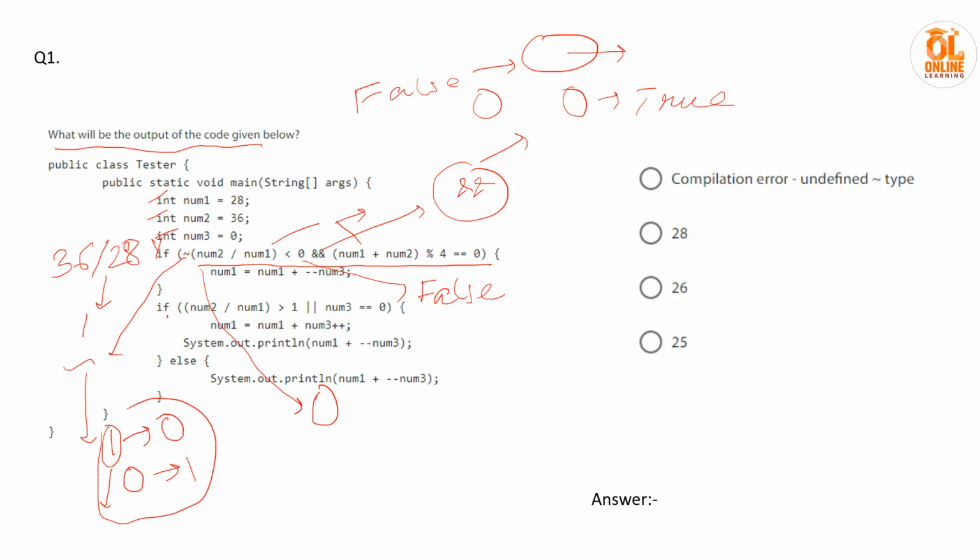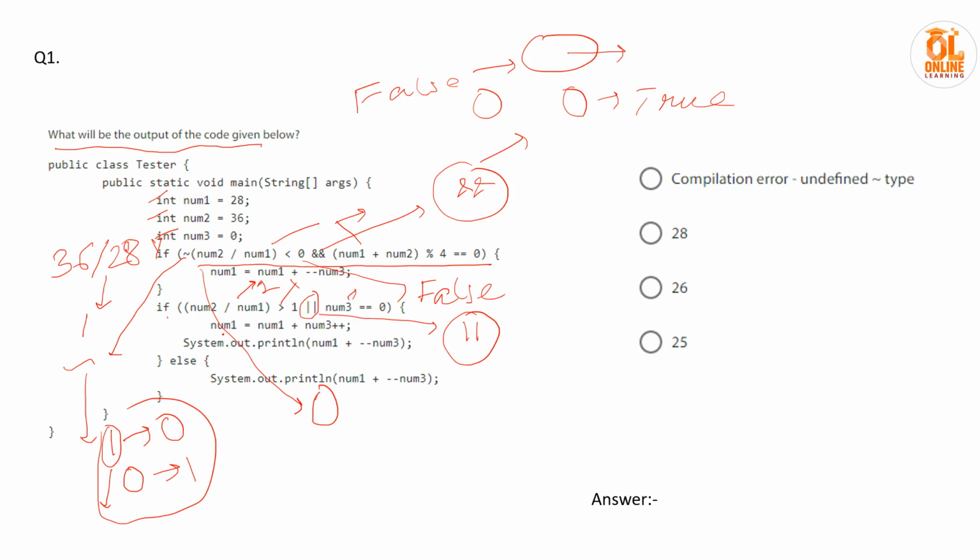Now we will check the second condition. It is given num2 divided by num1. Again we know num2 divided by num1 is 1. Is 1 greater than 1? No, it is false. But we have the OR operator here, and we know that even if one side of the OR operator is true, it will become true. Only if both sides are false will it become false. So we also have to check the second condition: num3 is equal to 0. Yes, num3 is equal to 0, so the condition becomes true.